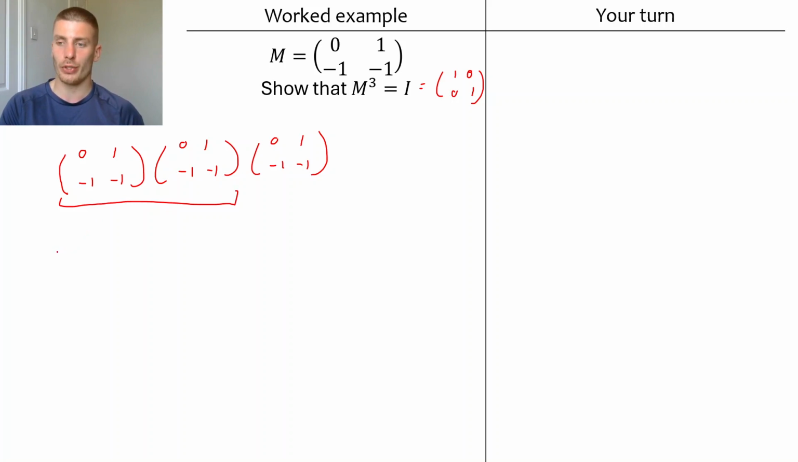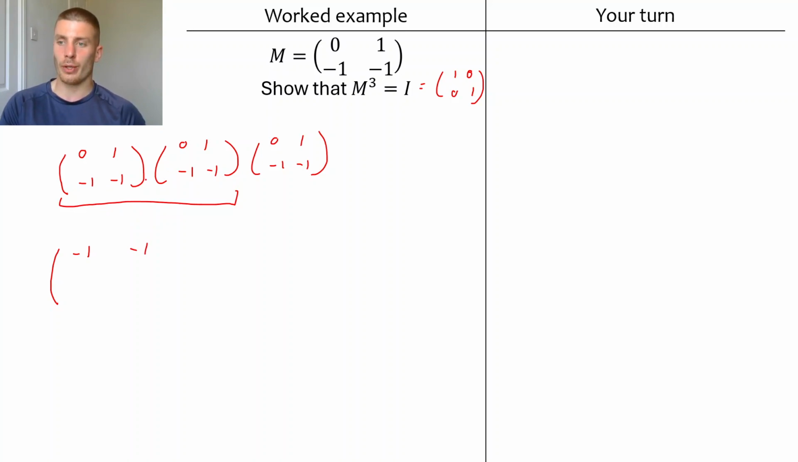Okay, so you've got that 2 by 2, timesing it by 2 by 2. Again, the first row with the first column. So 0 times 0 is just 0. 1 times minus 1 is negative 1. If you add them, you're just going to be getting minus 1. Then the first row with the second column. 0 times 1 is 0. 1 times minus 1 is minus 1. Add them, you get minus 1 again.